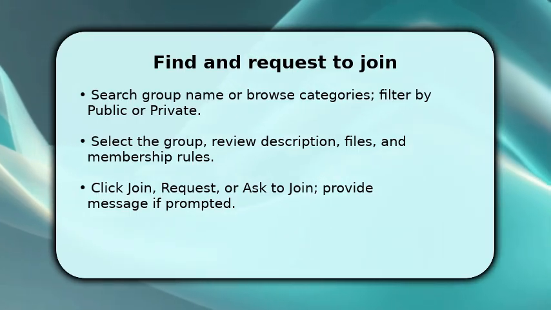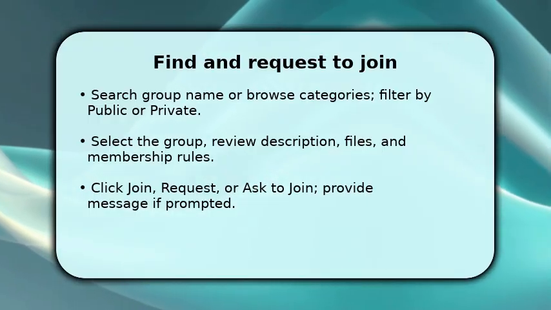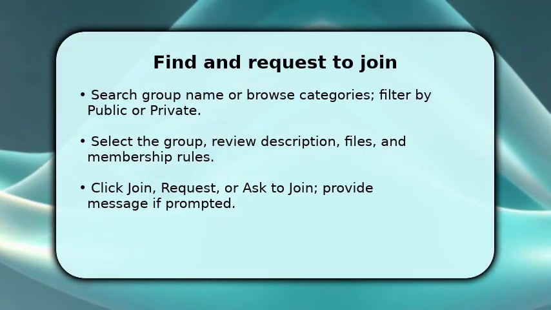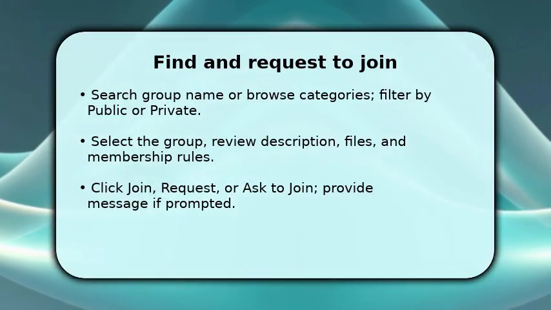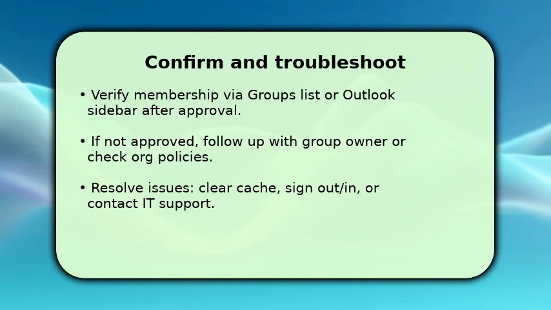If Join is visible, click it. For private groups, choose Request or Ask to Join and write a concise message stating your purpose. Wait for approval, and check your notifications. You finish by confirming membership in your groups list or the Outlook sidebar. Once accepted, you'll see the group mailbox, calendar, and files.